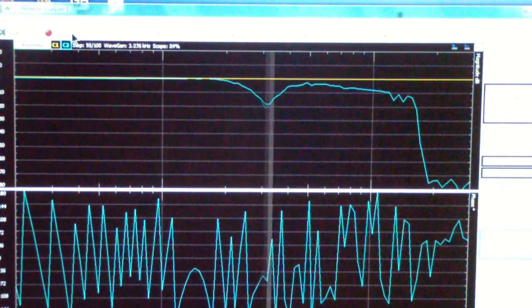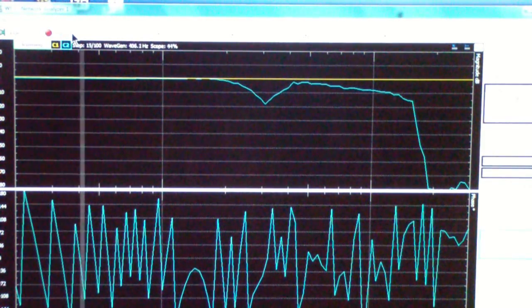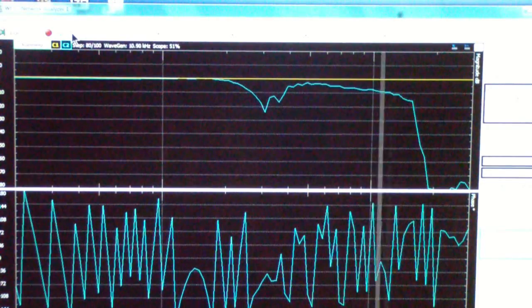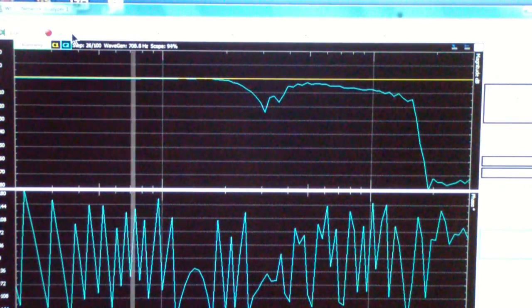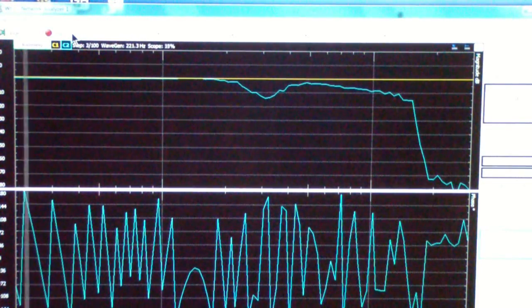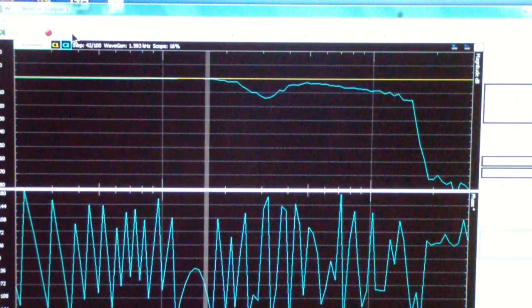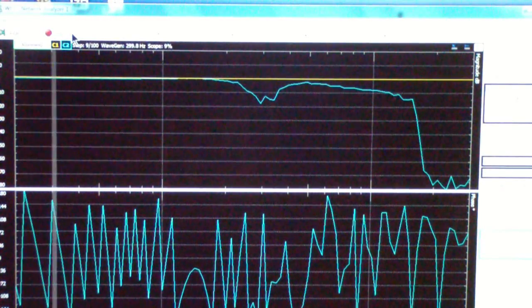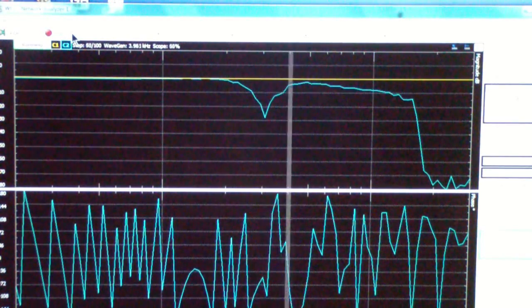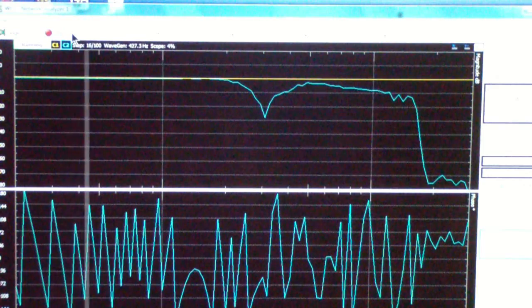What I am doing is, frankly, a kind of zany experiment with the Analog Discovery. In this case, it's the Analog Discovery 2, but I suspect the same thing would work with the original. And let me turn the volume down here a little bit.